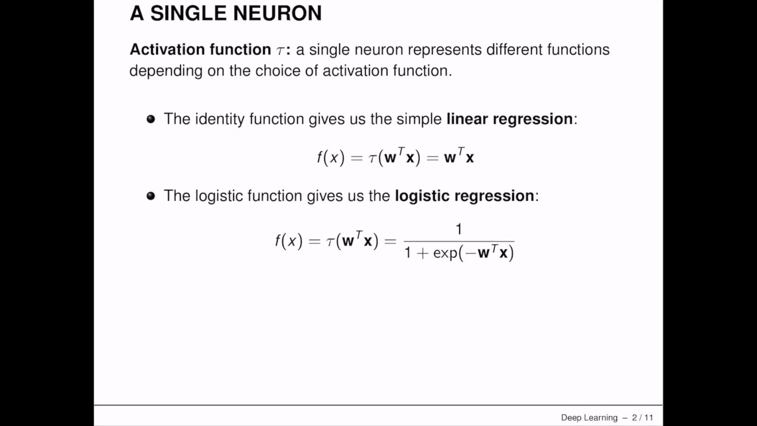And a single artificial neuron represents very different kinds of functions or models depending on the choice of the activation function tau. If we choose the identity, we end up with simple linear regression. That is, if tau here is the identity, we just get the product of W and X. If we instead choose tau to be the logistic function, we get logistic regression, as seen by this formula, which should be familiar to you.